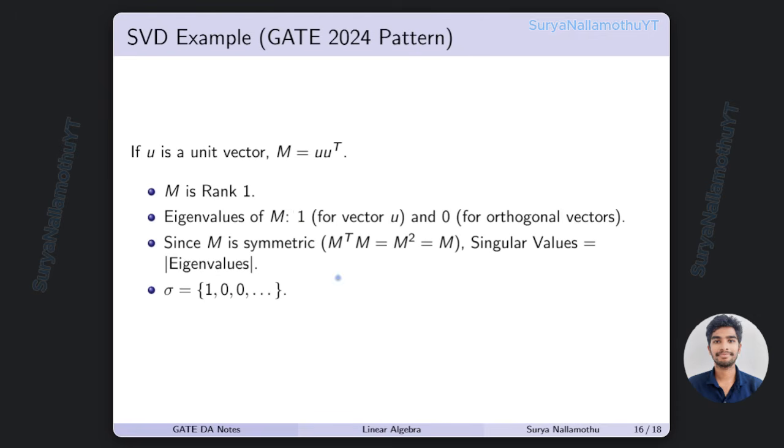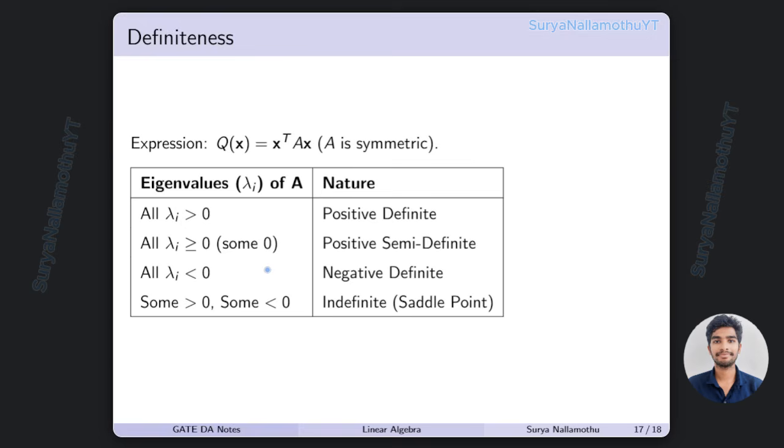Next, SVD example. In this case, we observe that M equals u u transpose. The M is rank 1. Eigenvalues of M are 1 for u and 0 for orthogonal vectors. The singular values are nothing but the mod of eigenvalues. This is also a very important point to remember. The singular value is the mod of eigenvalues.